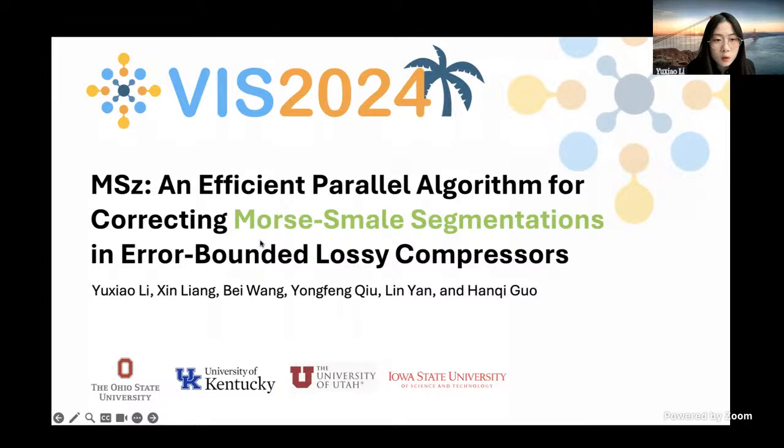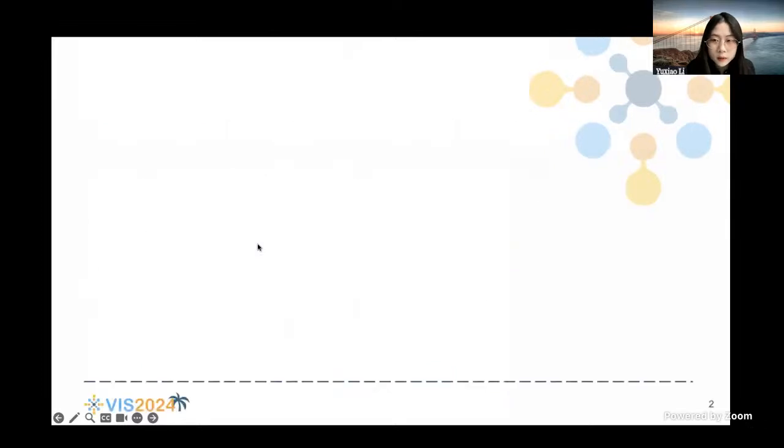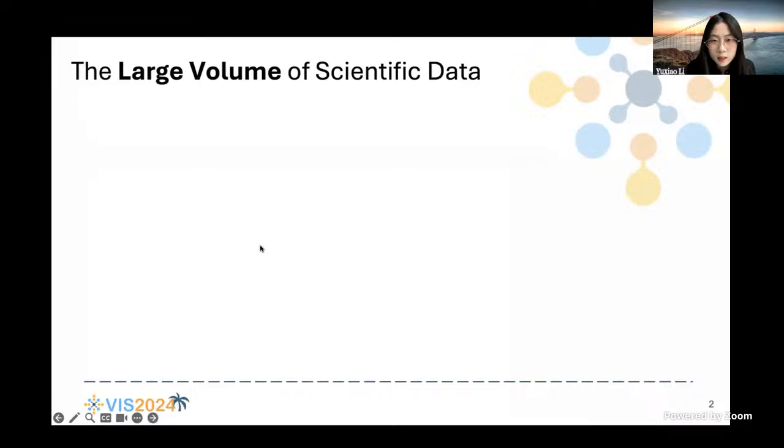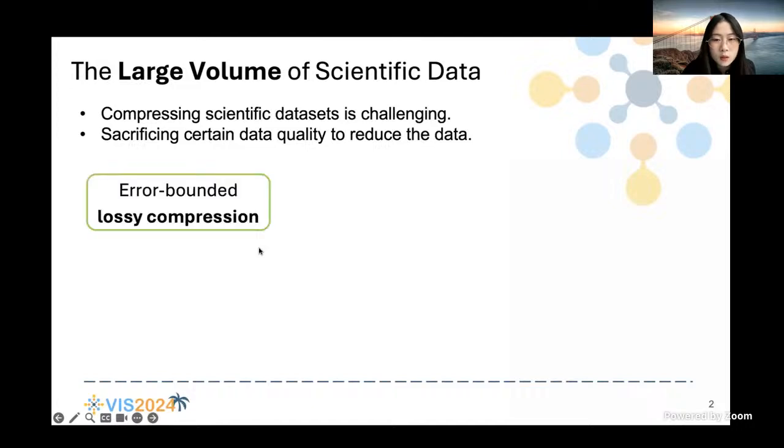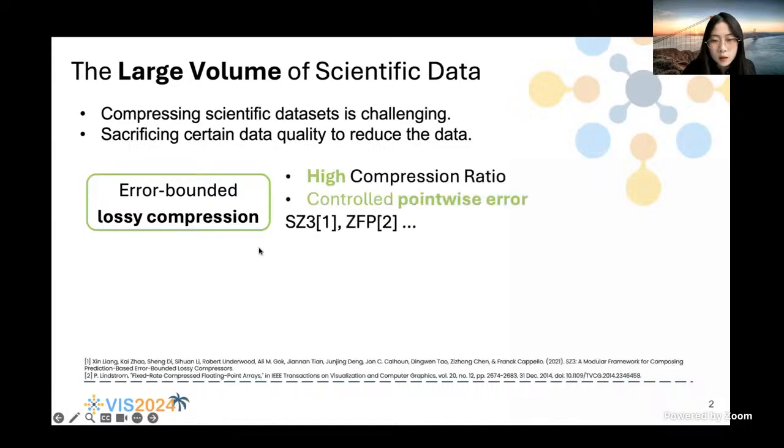First of all, why do we need to use the arrow-bound lossy compressor? This is because the volume of scientific data is very large these days, and scientific data is actually difficult to compress due to its high precision requirements and complex structures. Therefore, one could sacrifice certain data quality to reduce the data. One solution is the arrow-bound lossy compressor, which could achieve a high compression ratio by introducing controlled pointwise error into the decompressed data.